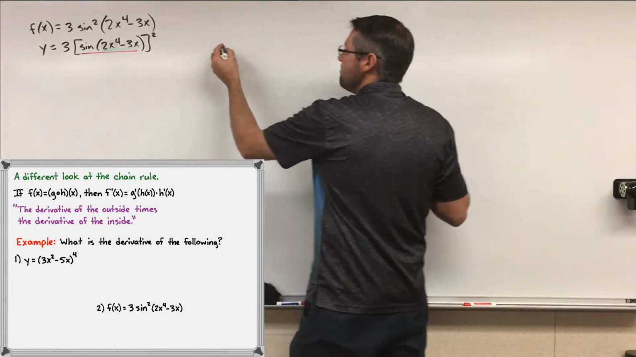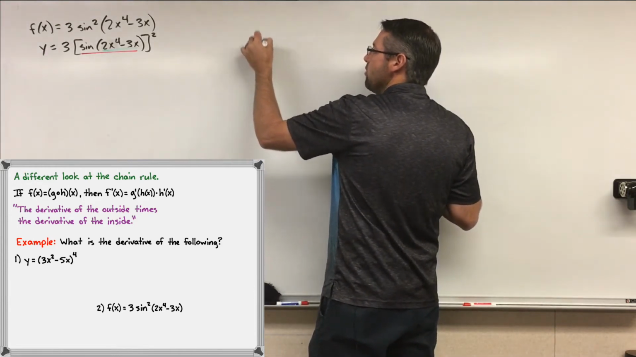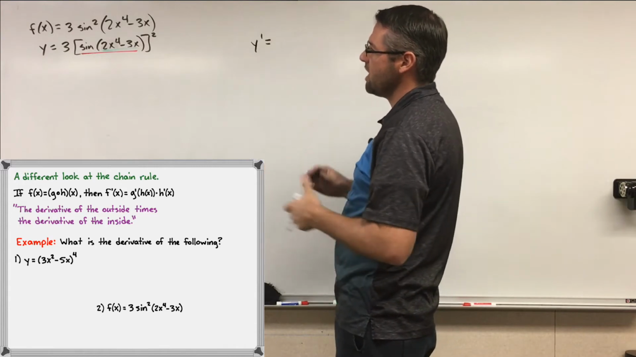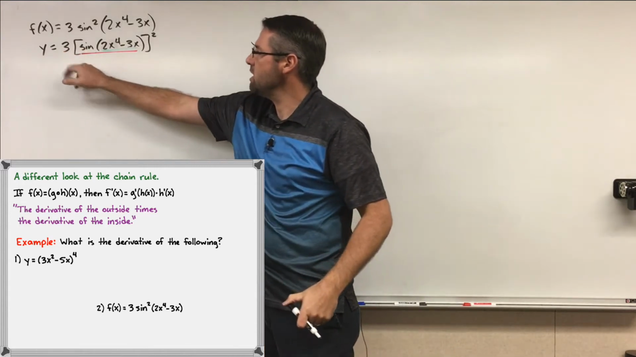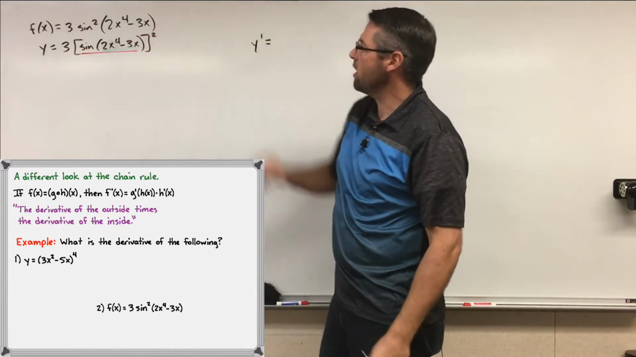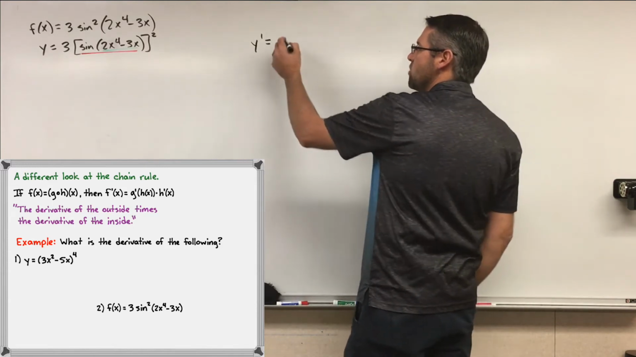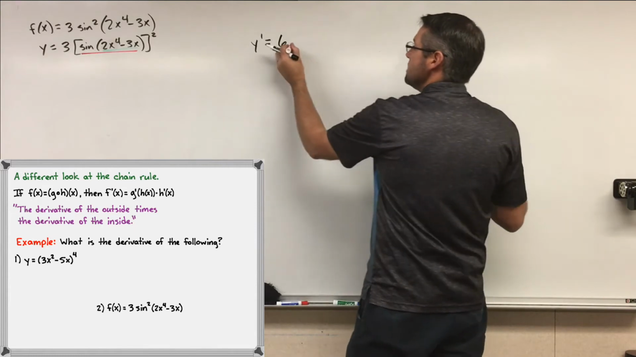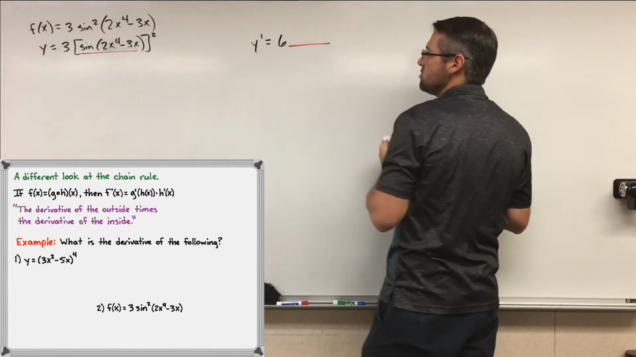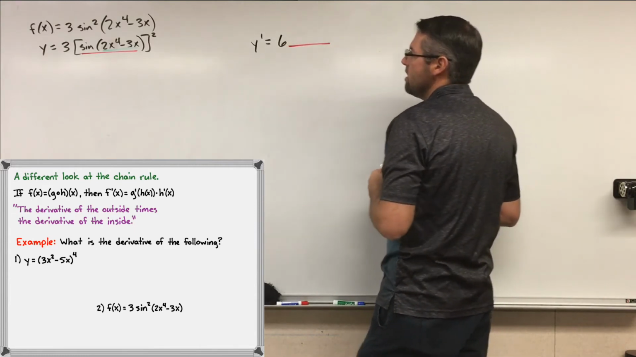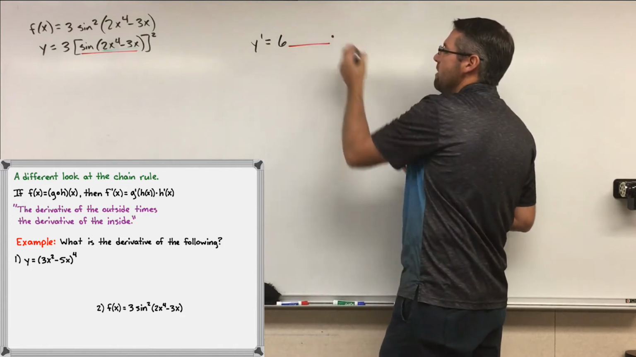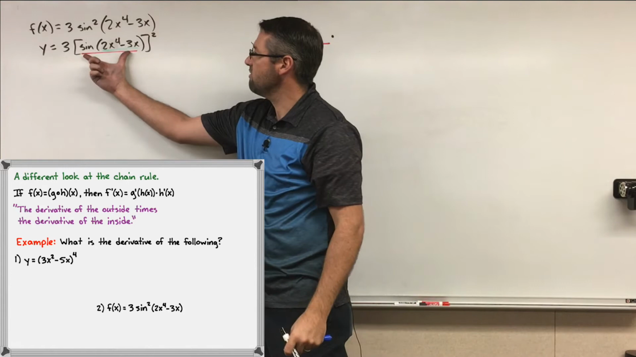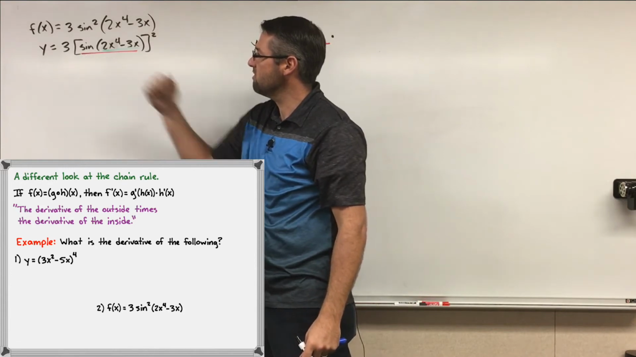We take the derivative by saying, okay, y prime is the derivative of the outer thing. Well, what's the outer thing? It's 3 something squared. So what's the derivative of 3 something squared? It is 6 something to the first power. Okay? Then times that by the derivative of the inside. So what's the derivative of the red thing?